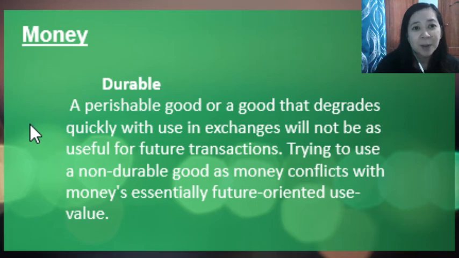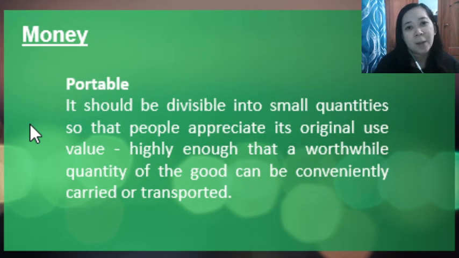Okay, so a perishable good or good that degrades quickly with use in exchange will not be a useful medium of exchange for future transactions. So trying to use a non-durable good as money conflicts with money's essentially feature-oriented use value. So again, money should be durable so that it will sustain and last for a long period of time of use. Okay, the next feature is that money should be portable.